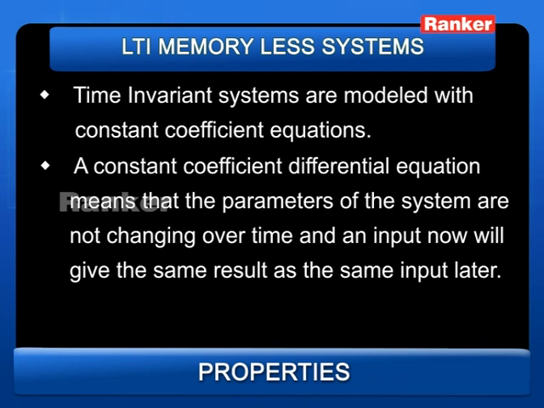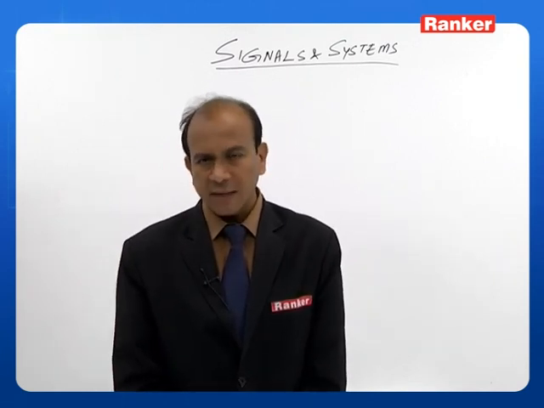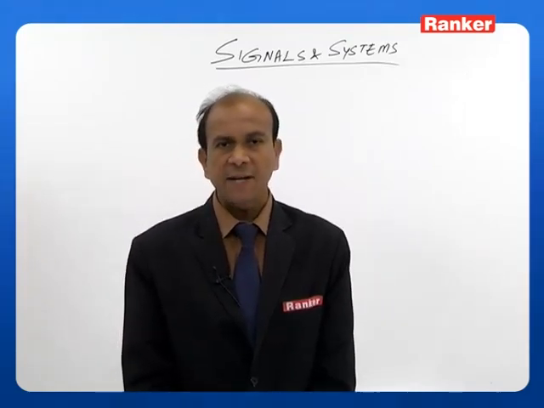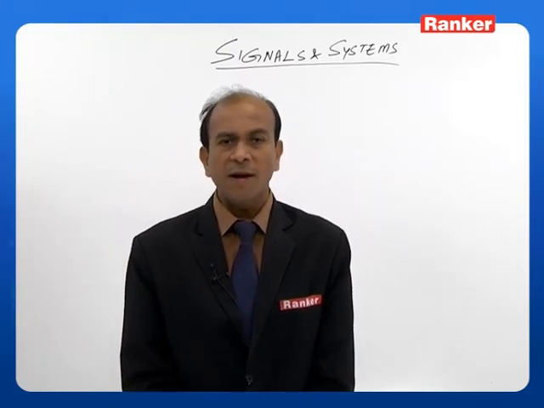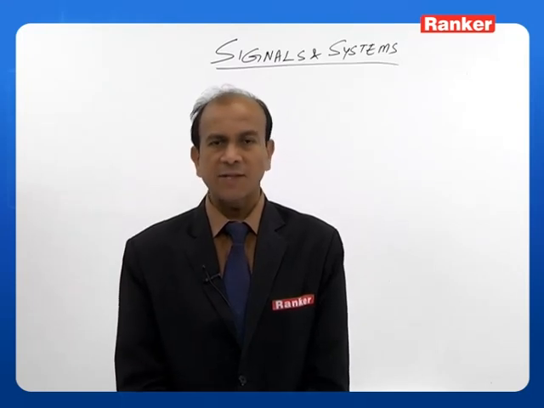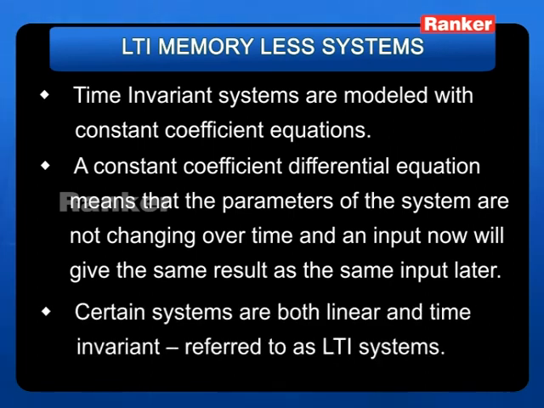An input now will give the same result as the same input later. That means the same input I am giving, even if I give it now or later, let us say after 5 seconds, the output will still remain the same. So this is indicated by a constant coefficient in your differential equations. A constant coefficient differential equation indicates that the system is time invariant. Okay. So as I said earlier, certain systems can be both linear and time invariant. We refer to them as linear time invariant systems.